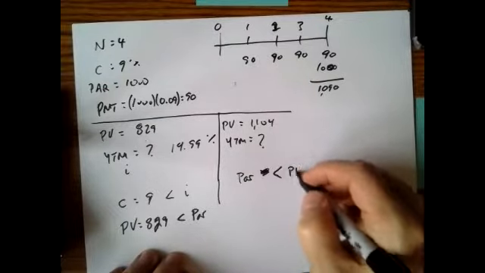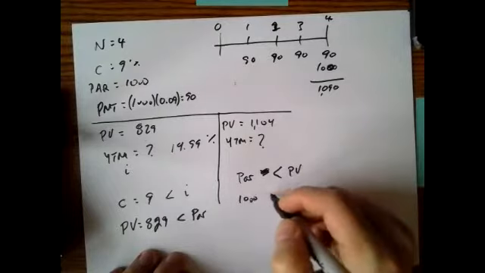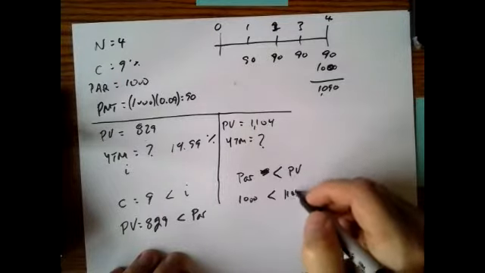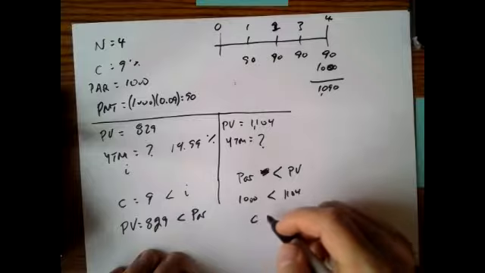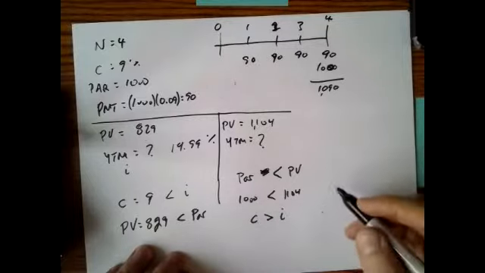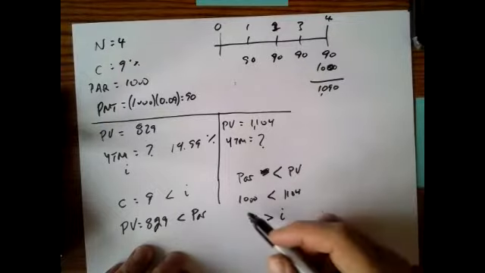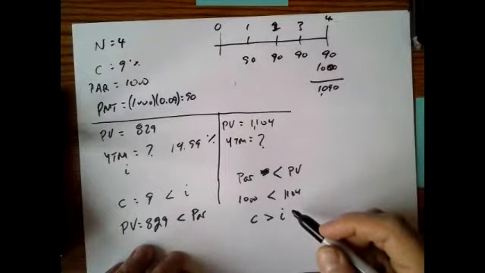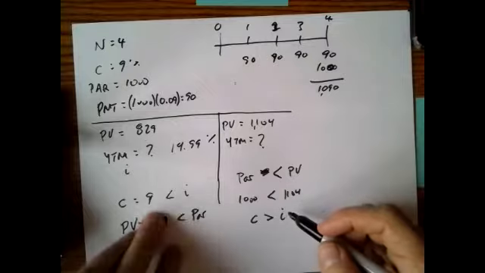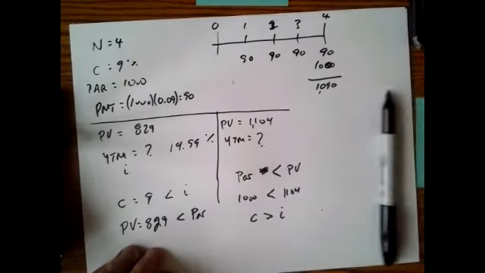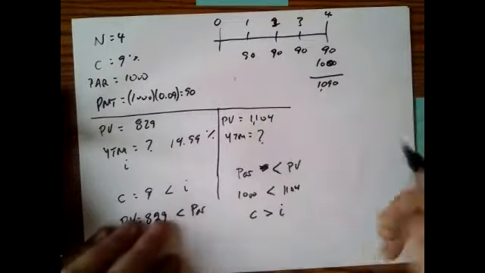Well, now over here, what we know is par is less than the PV, because 1,000 is less than 1,104. So therefore, what must be true is the coupon rate must be greater than the interest rate. So now we're looking for an interest rate that is less than 9%. So what is that number going to be?